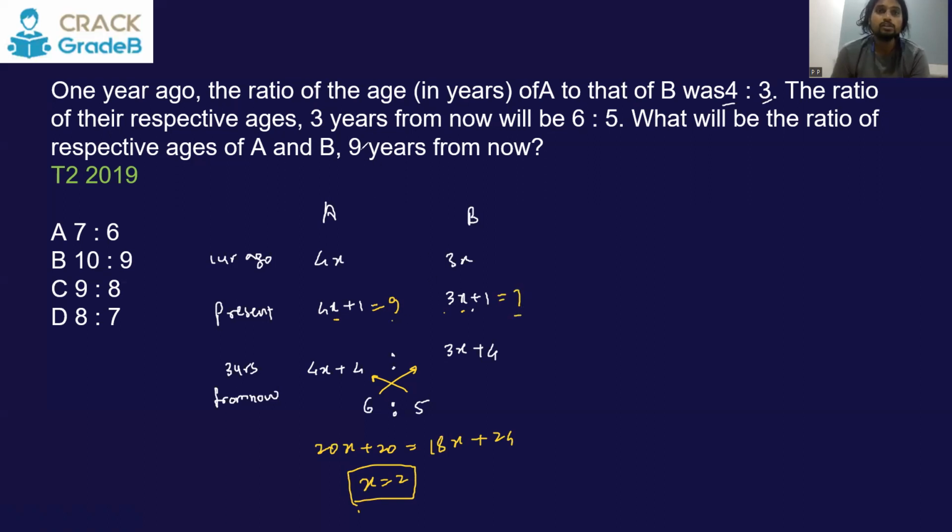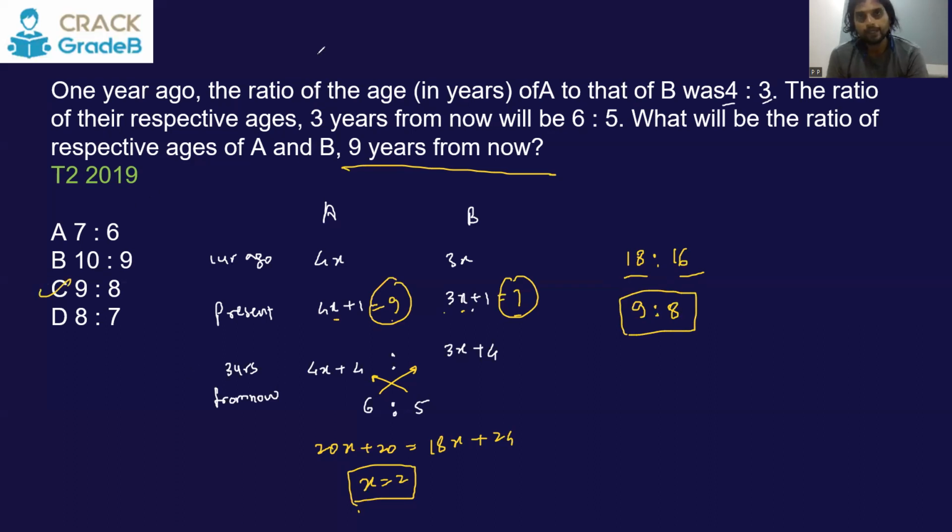But they are asking, what is the ratio 9 years from now? So 9 years from now, A will become 9 plus 9, 18. And B will become 7 plus 9, 16. The ratio is 18 to 16 or 9:8. Option number C. Easy. Let's see one more.